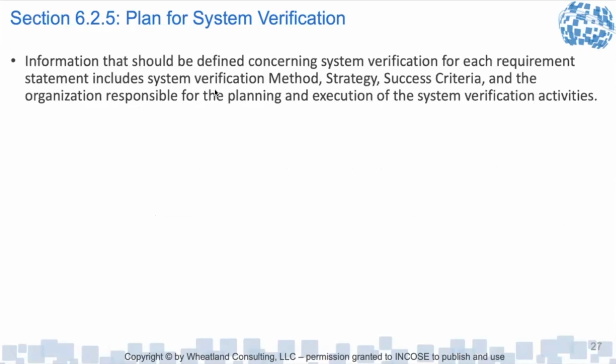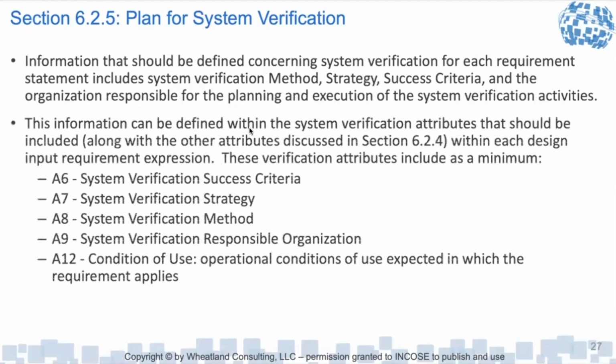All this information should be defined concerning system verification for each requirement. And we talk about the method, the strategy, the success criteria, and the organization responsible for planning and execution of that verification activity. And so we have certain attributes that are defined that you can include that information in. In the past, when people talked about verification requirements, what they were really talking about were these attributes. And so rather than talk about verification requirements in the manual, we talk about these verification attributes.